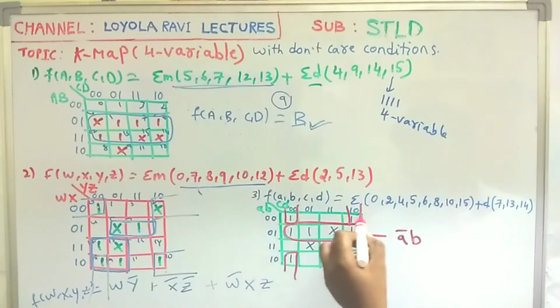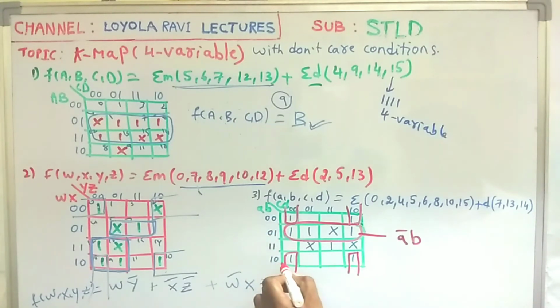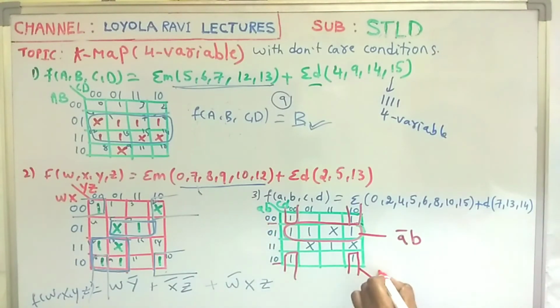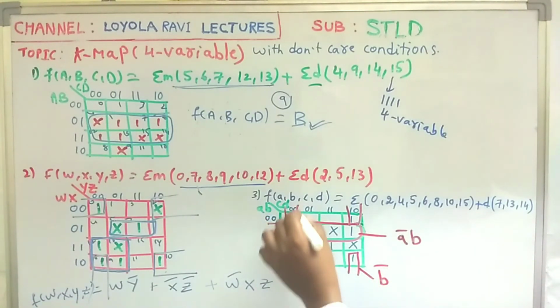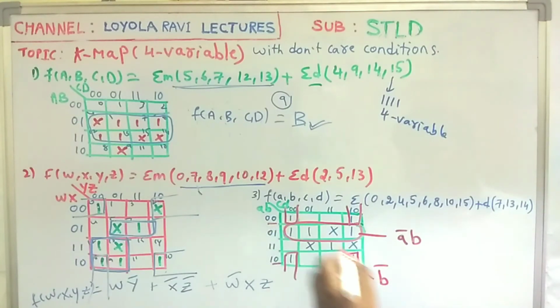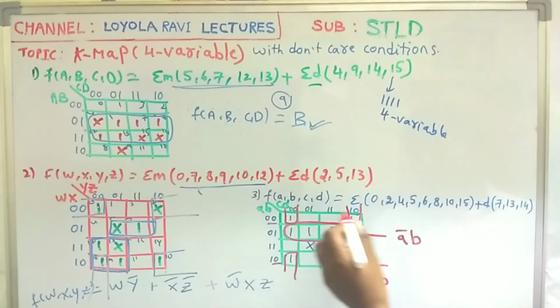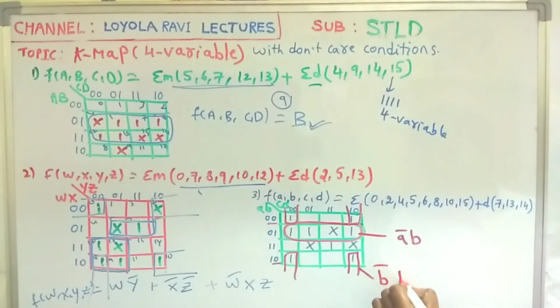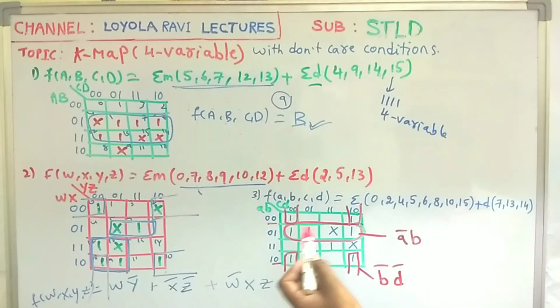Horizontal lines 0 0 and 1 0, 0 0 and 1 0. Common term is 0. 0 belongs to B bar. Horizontally and vertically we have to check. 0 0 1 0, second variable 0 is common. That is D bar. Then is there any left out terms? Only this one is left out. Okay, remaining all are covered.